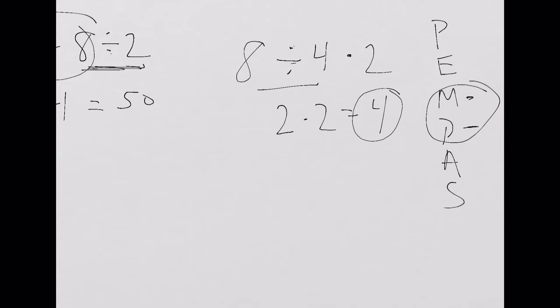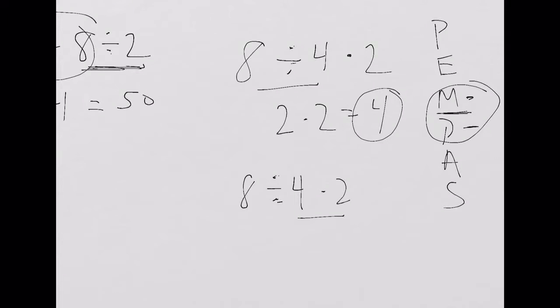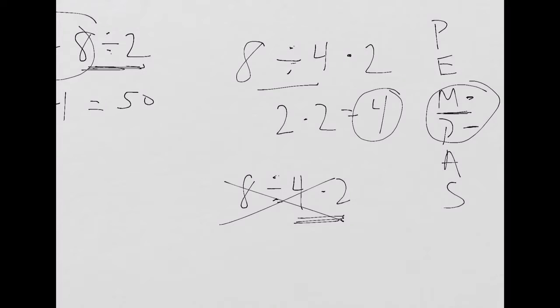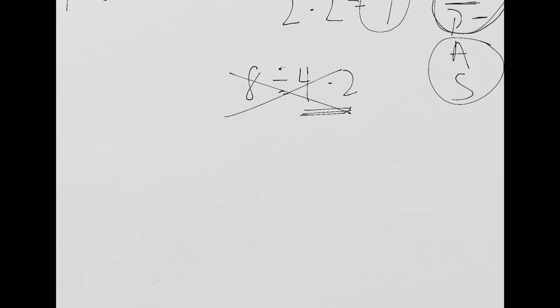What I see a lot of people will do is they will try to multiply first because it comes first in PEMDAS, right? And then get 8 divided by 8 equals 1. So that is not the correct answer. So you would not do this part first. You would divide first because it's left to right when it's multiplication and division, and left to right when it comes to addition and subtraction.